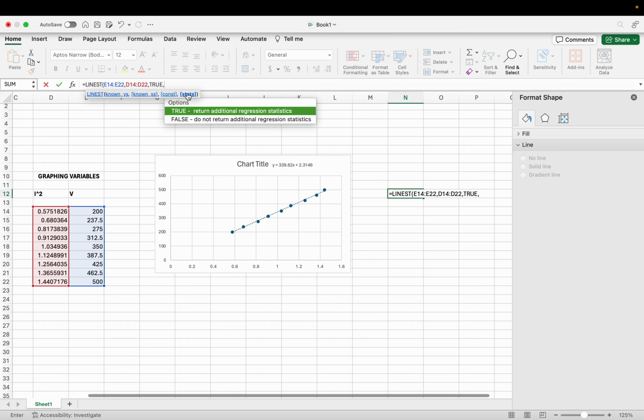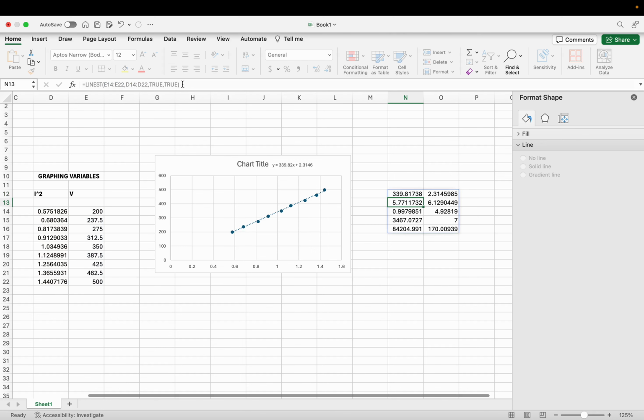So this is what we're actually using this function for, to get some statistics about our best fit line. So we're going to put true here because we do want this to return additional statistics. I'm going to close that out. So my command looks something like this. Yours should too. Of course, you might have your data in different columns than E and D. That's all right. You might have slightly different number of points. I'm going to click enter or return.